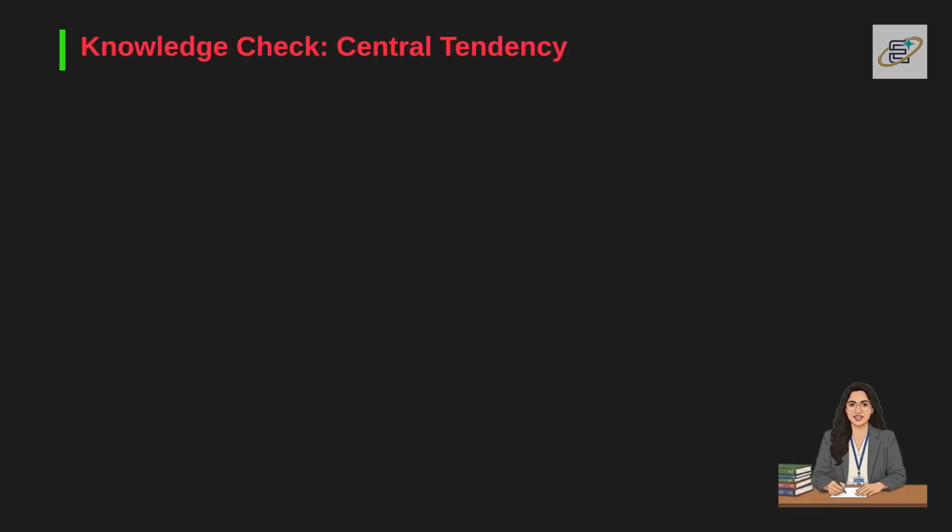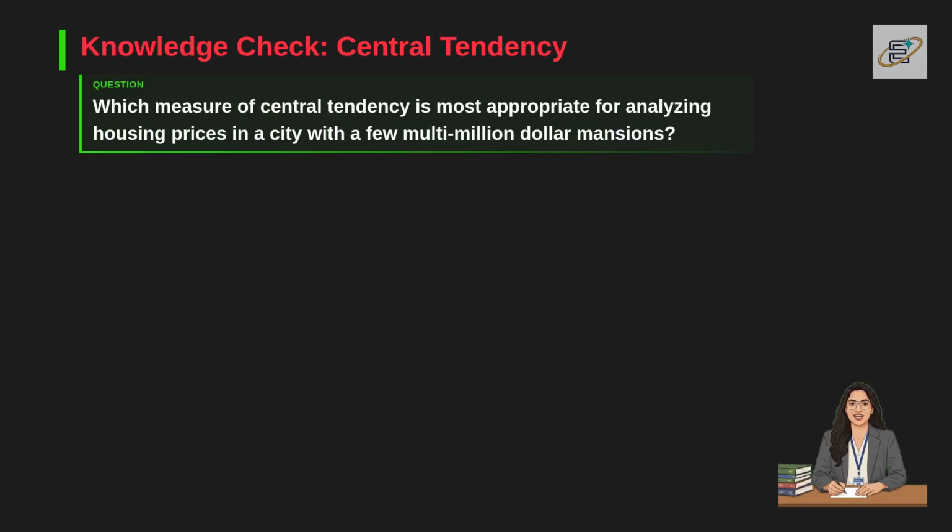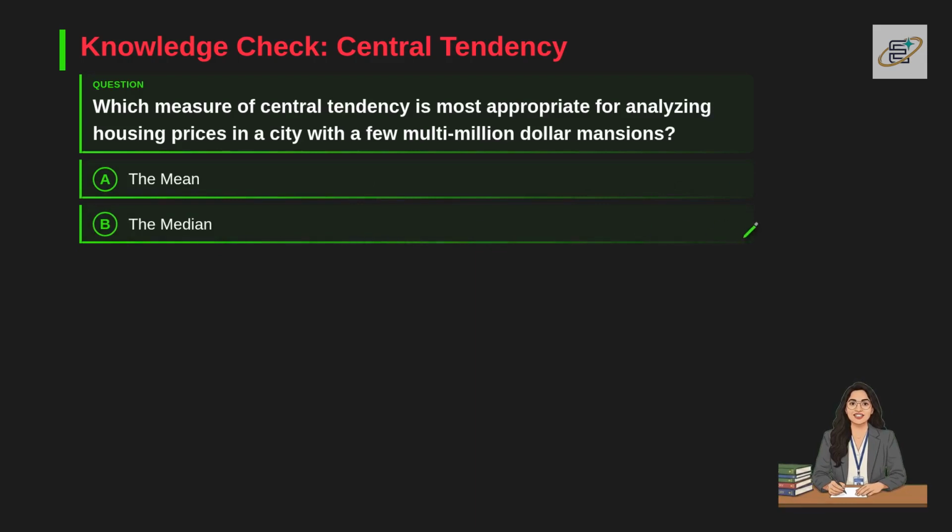Let's pause for a quick knowledge check to make sure you are grasping these statistical concepts, as this is a very common scenario in real-world data analytics. Here is your question: which measure of central tendency is most appropriate for analyzing housing prices in a city that contains a few multi-million-dollar mansions alongside normal homes? Option A is the mean. Option B is the median. And option C is the mode. Take a moment, think about the impact of those massive mansions on the overall dataset, and pick your answer.